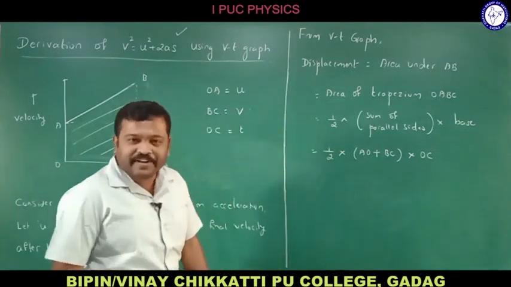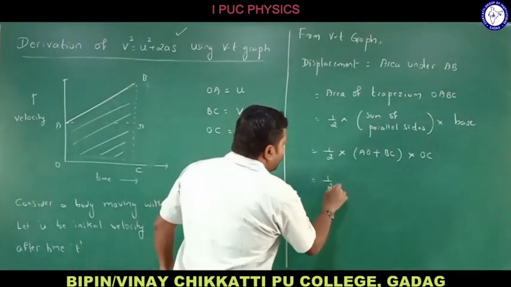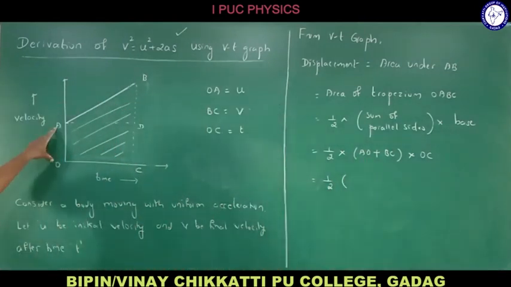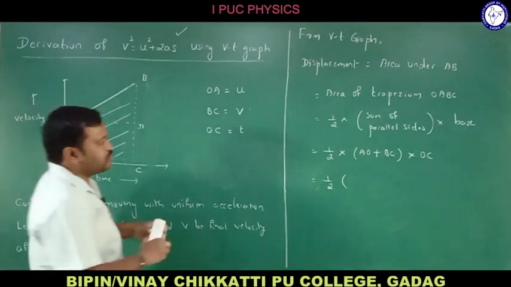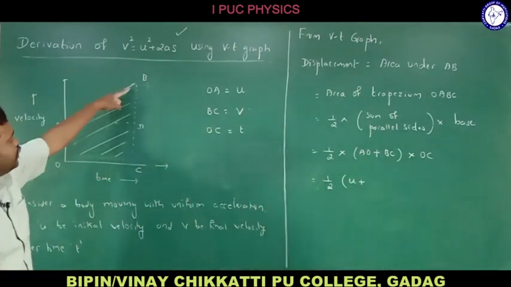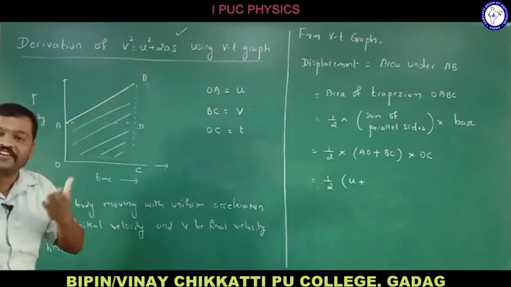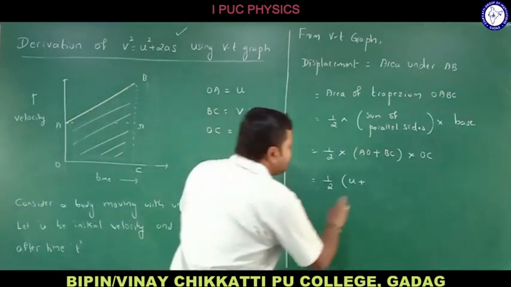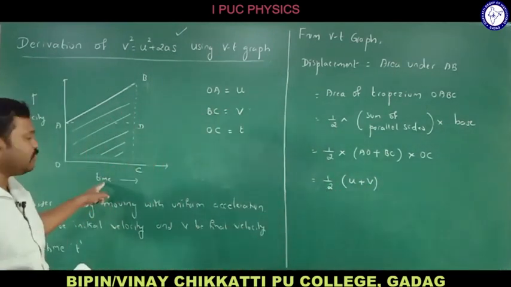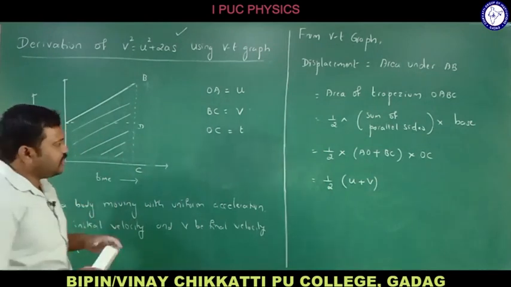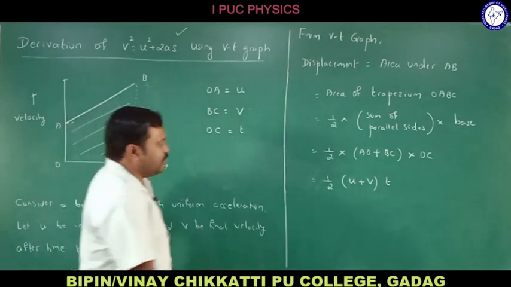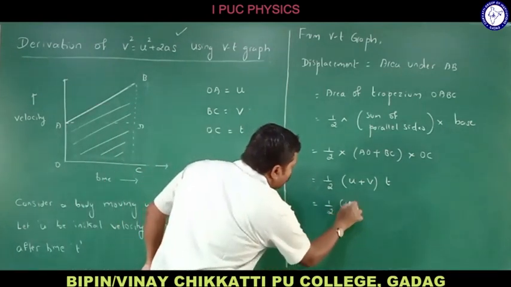Now let me take what actually these are. That is equal to half into bracket. What is AO? AO is nothing but initial velocity u, plus, tell me, what is BC? BC is nothing but final velocity, so BC is final velocity v, into OC. OC is nothing but time, so that is t. Okay, now let me make use of this formula, that is u plus v.